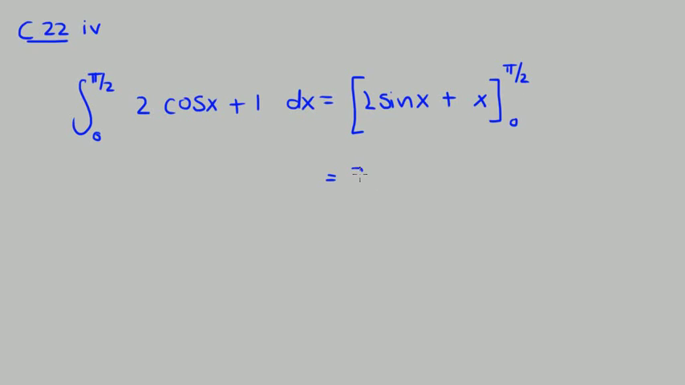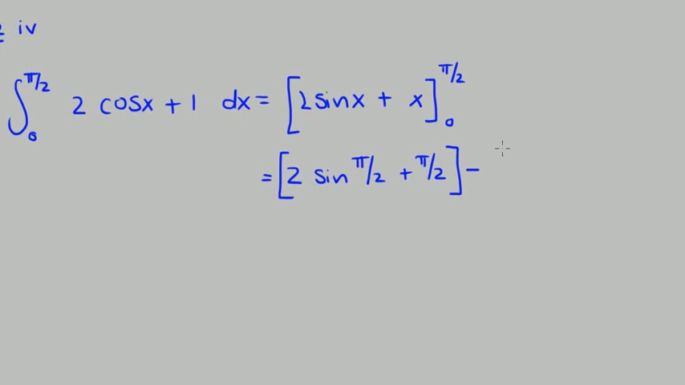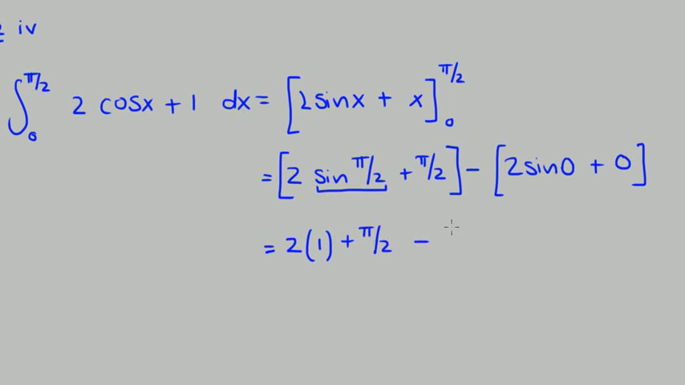So using our interval, we get 2 sine of pi over 2 plus pi over 2. And we get minus 2 sine 0 plus 0. So the sine of pi over 2 is going to give us 1. So we have 2 multiplied by 1 plus pi over 2. And the sine of 0 is equal to 0 plus 0, so we just get 0 for the second bracket.